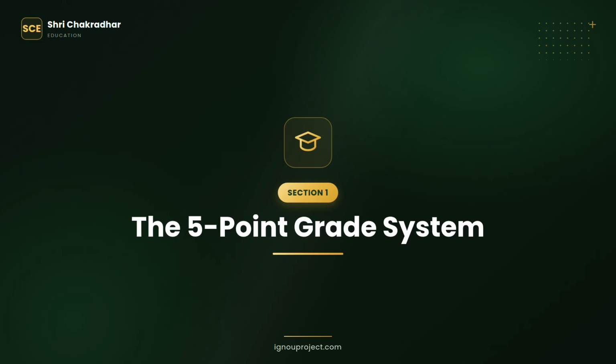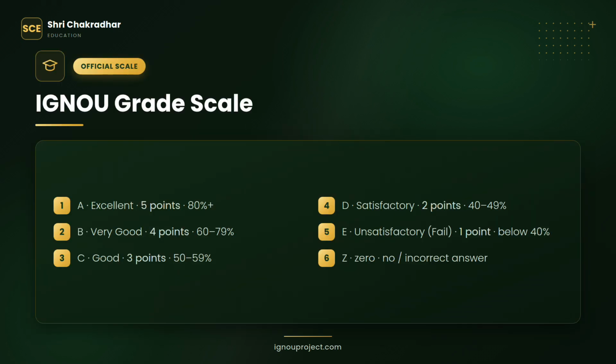Here is the IGNOU 5-point grading scale. Grade A means excellent, and it carries 5 grade points. It usually maps to 80% and above. Grade B means very good, and it carries 4 grade points. It usually maps to 60 to 79%. Grade C means good, and it carries 3 grade points. It usually maps to 50 to 59%.